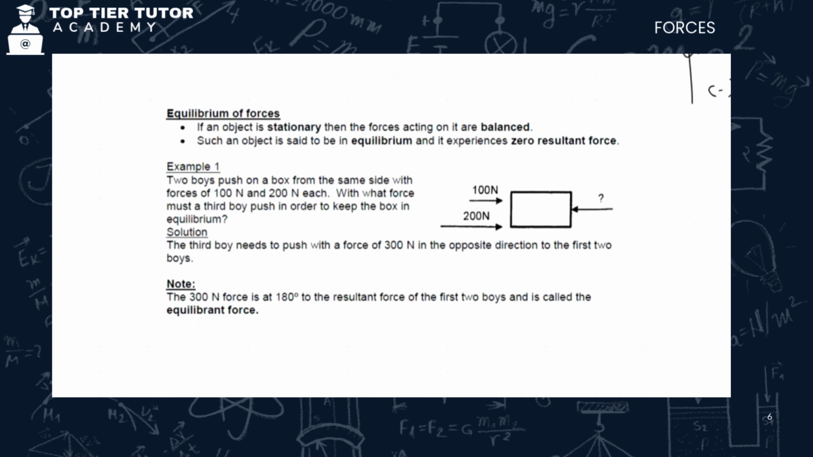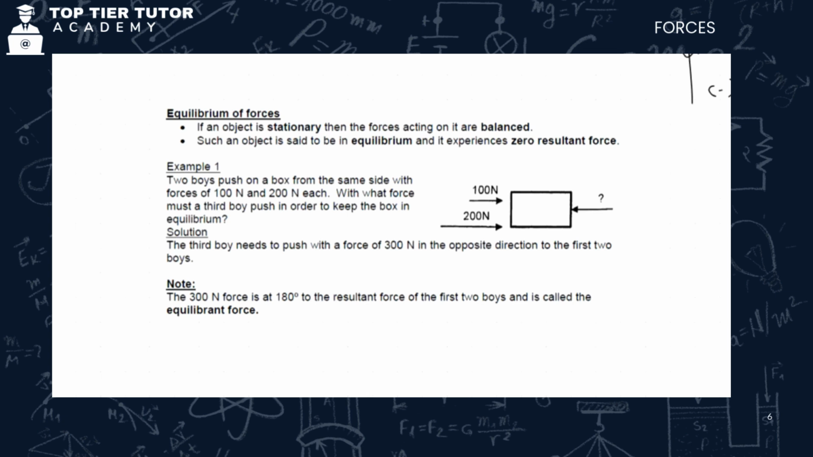So let's look at this example here. It says 2 boys push the box from the same side with a force of 100 newtons and 200 newtons. You can see here that we take into consideration scaling. You can see how the 200 newtons is greater than the 100 newtons. With what force must a third boy push in order to keep the box in equilibrium?